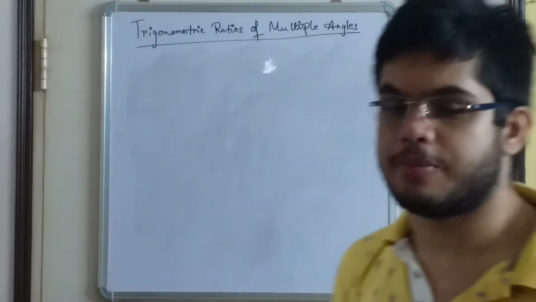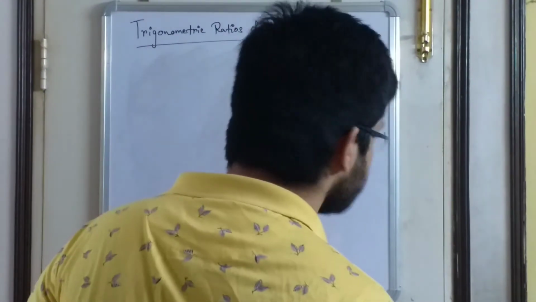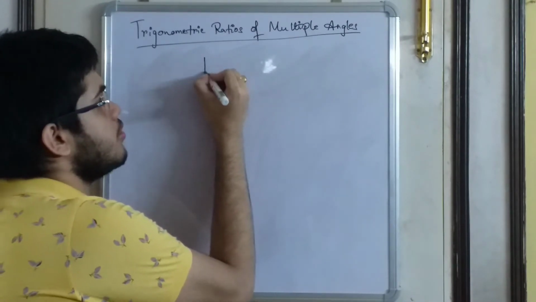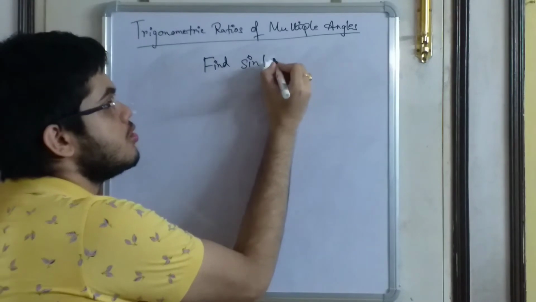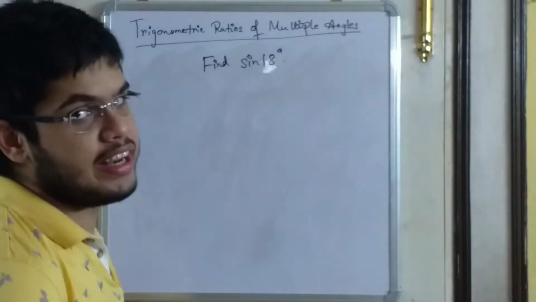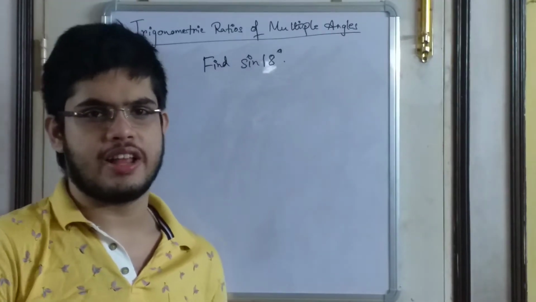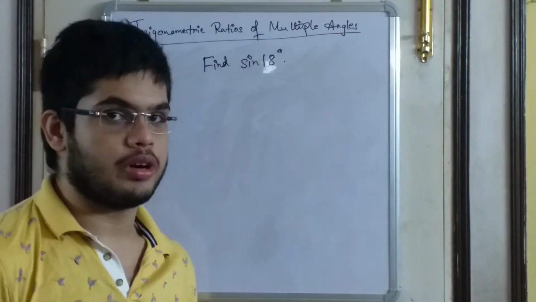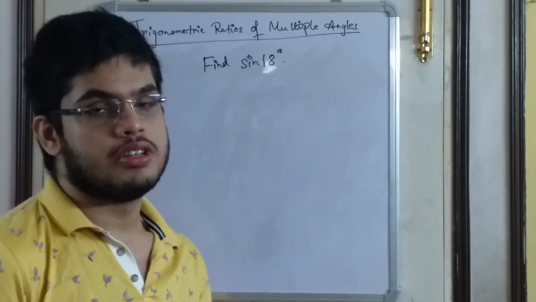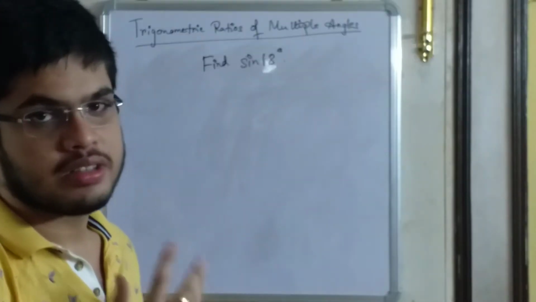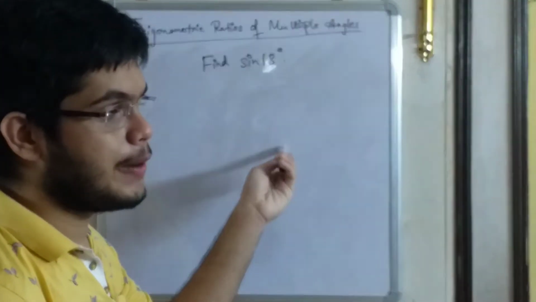So let's solve another problem. Find sine 18 degree. Now how will we find this? See, these 18 degree, 36 degree, 54 degree, these are very much important. In fact, you can also memorize these values for convenient calculations later on. But now we will have to learn how to find sine 18 degree.